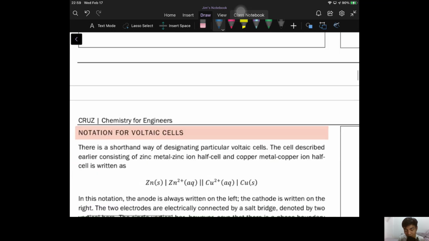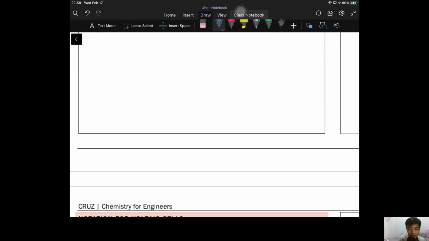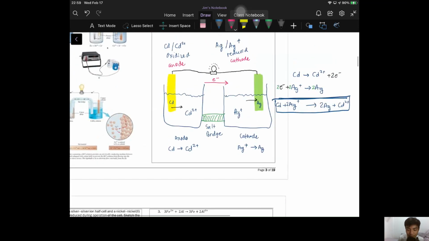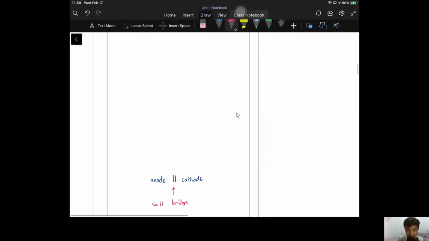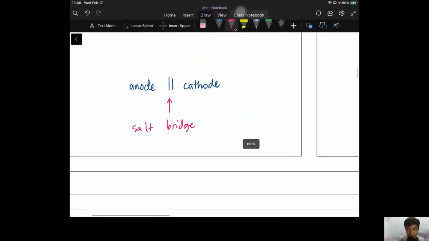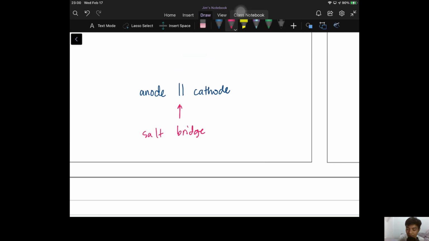Okay, so ganito yan. Ang format ng notation natin will be anode, as may double line sa gitna, then cathode. Okay? So, ano meaning ng double line? Bridge yan. Salt bridge yan actually. So, parang yung drawing lang din, di ba? So, anode, double line, cathode.